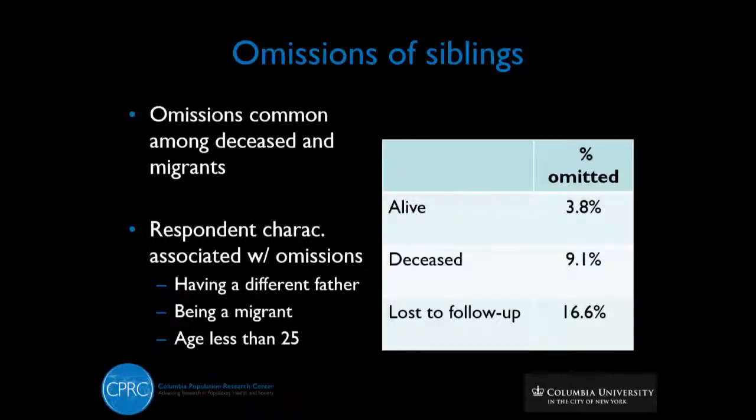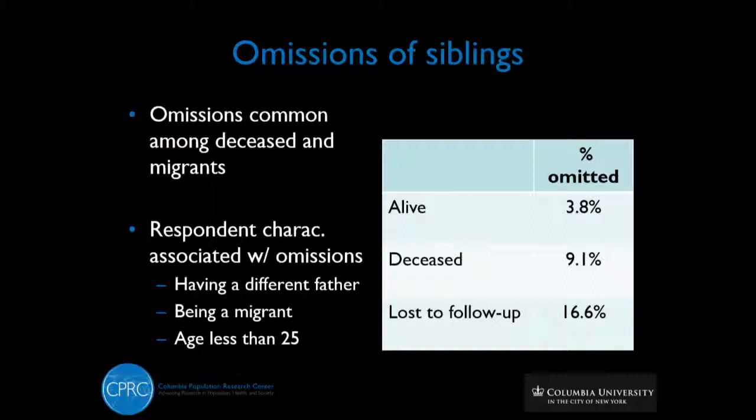What we found is that respondents do forget to mention some of their sisters who are still alive, but it's a fairly small proportion. They forget to mention a much larger proportion of their deceased sisters, up to 10% almost. And in particular, they forget to mention a lot of the sisters who have moved out of the demographic surveillance area. So these are people who have migrated to the city and so on and so forth.